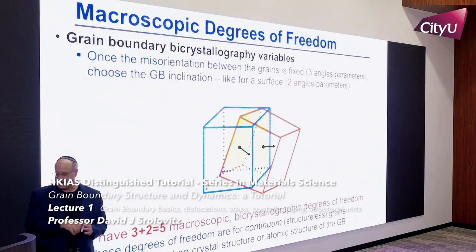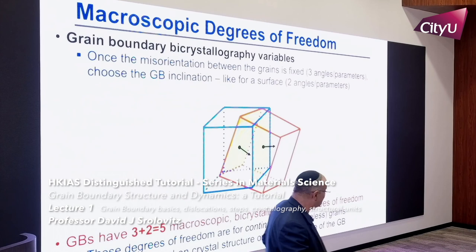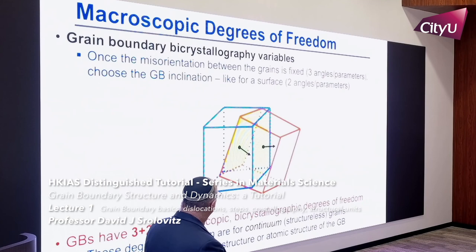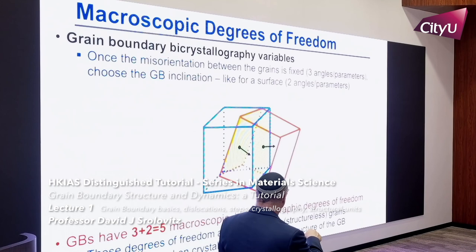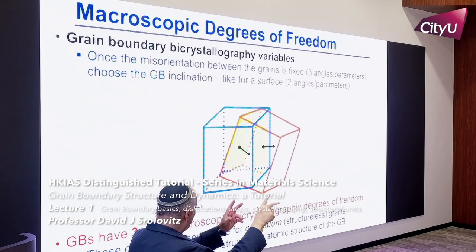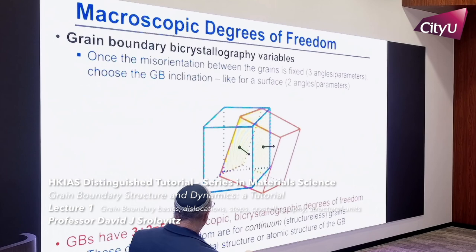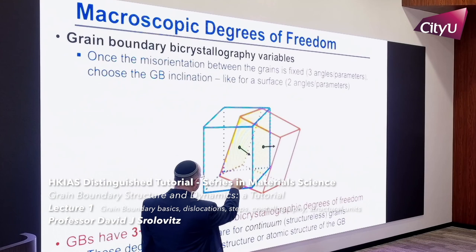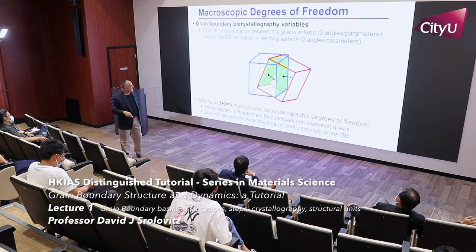A little bit more about degrees of freedom. Once we have the relative orientation of the two crystals specified, so this blue cube and this red cube, you can see that they have some arbitrary orientation relative to each other. That's 3 degrees of freedom. And if I interpenetrate those two lattices, I can cut and make the surface for the grain boundary right here, or you can pick any plane here. So these are two green planes. And that just shows the inclination degrees of freedom.